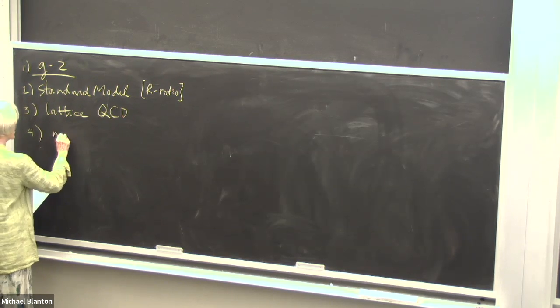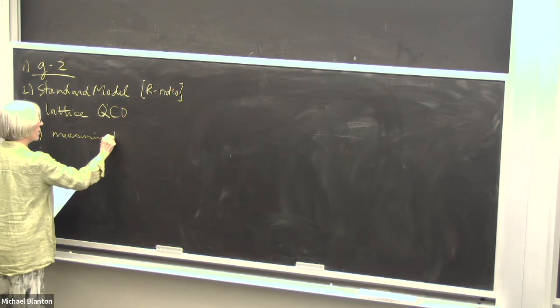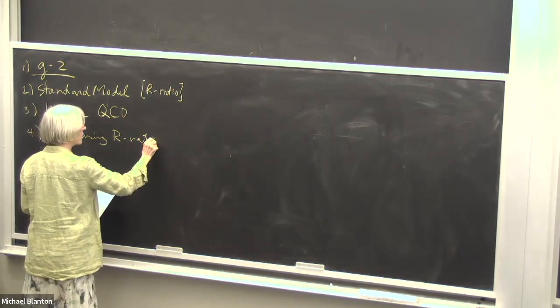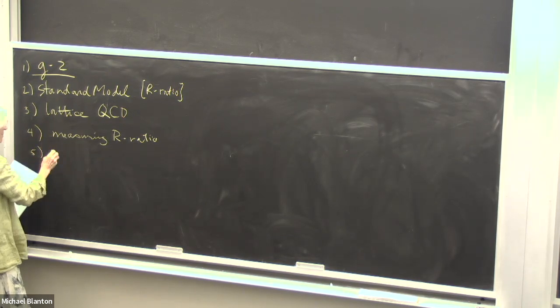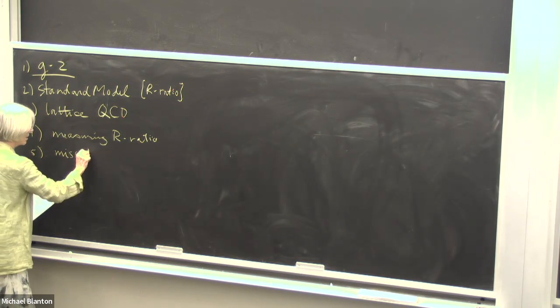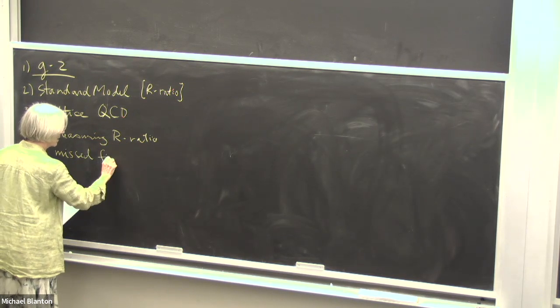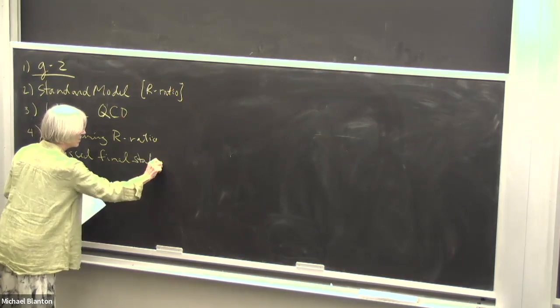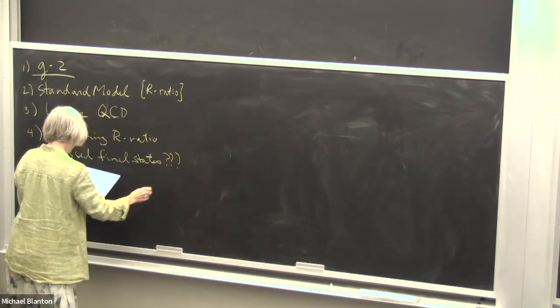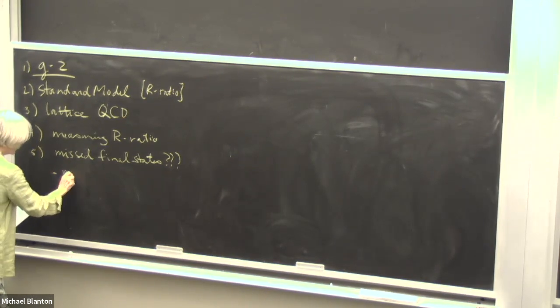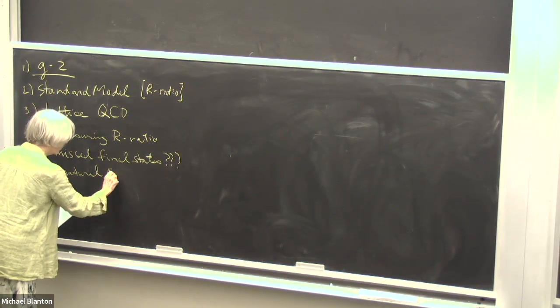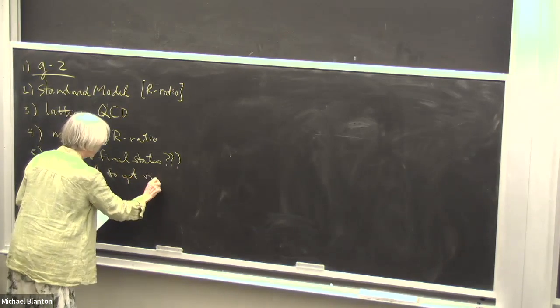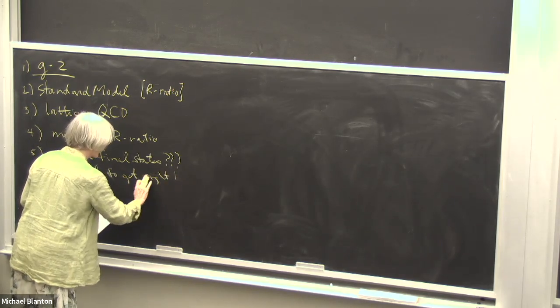Okay, and then I'm going to talk about measuring the R ratio, which is this crucial experimental quantity that goes into the standard model prediction. And then the highlight of the talk, the reason I'm giving the talk, is that I'm going to claim that there may be missed final states in the measurement. I'll show you that it would be natural for us to be missing final states, of the right magnitude to fix the discrepancy.